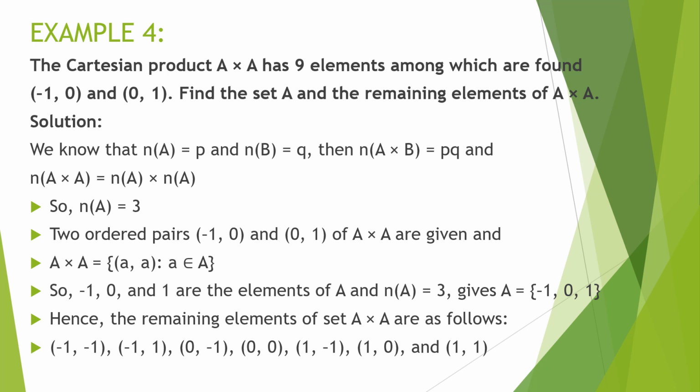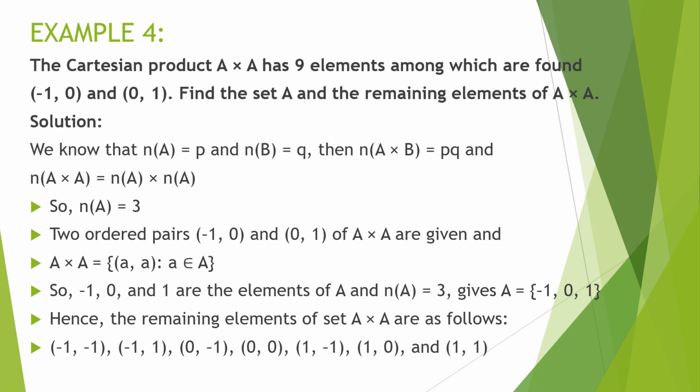Now we have two ordered pairs, (-1, 0) and (0, 1). A cross A is a set of ordered pairs (a, b), where a and b belong to A. That means over here both the elements belong to the set A. So -1, 0, similarly 0, 1. All three elements belong to A. So -1, 0 and 1 are the elements of A. And we already know that A has three elements. That means the set A has elements -1, 0 and 1.